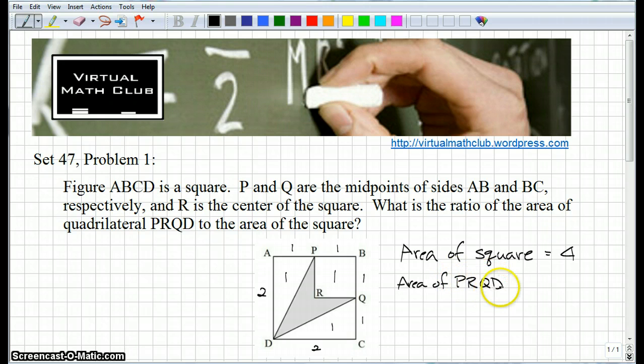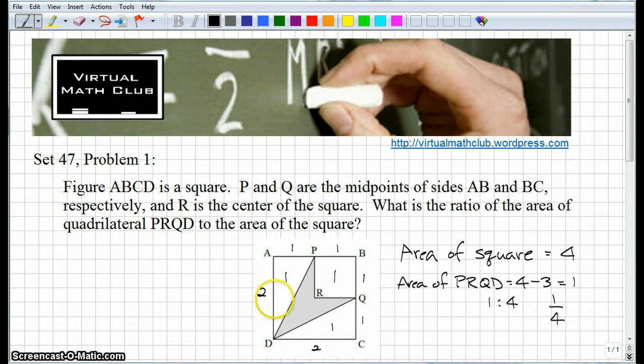Okay, and if we take the area of the square, so let's find the area of PRQD. That would just be 4 minus 1, 1, 1. So 4 minus 3, which is 1, which would give us a ratio of the area of the quadrilateral to the area of the square as 1 to 4, or we could write it as 1/4.